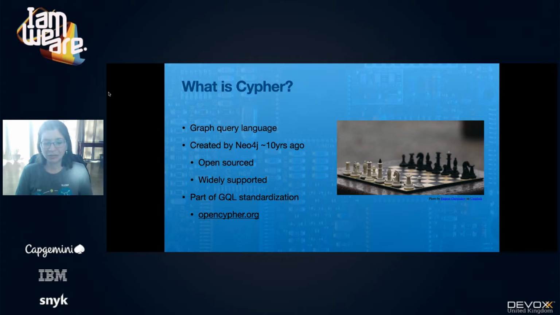Cypher is also part of the GQL, or Graph Query Language, standardization. So kind of like you have SQL, GQL is going to be basically the same thing, but for graphs. And Neo4j and Cypher are part of that discussion and that standardization. You can find out more information at opencypher.org. That has some updated stuff on GQL, as well as the foundations of the language itself. So if you're interested, feel free to check that out.